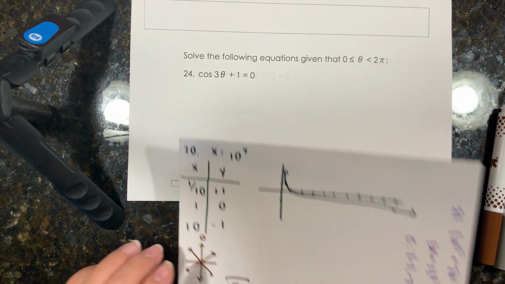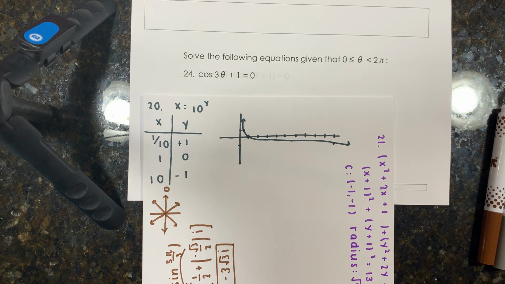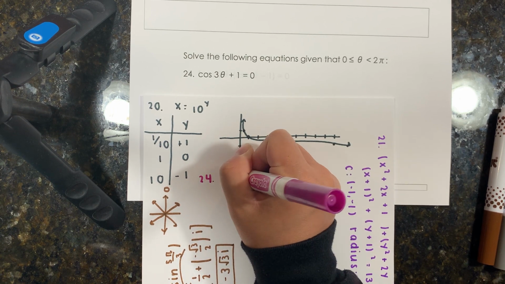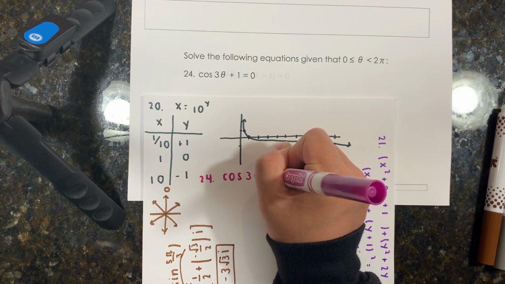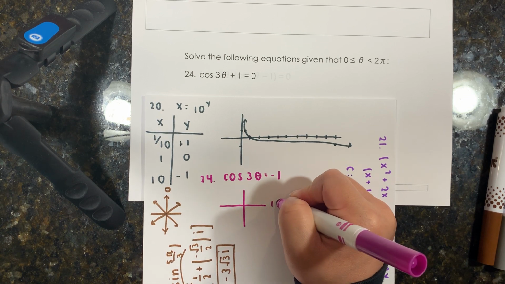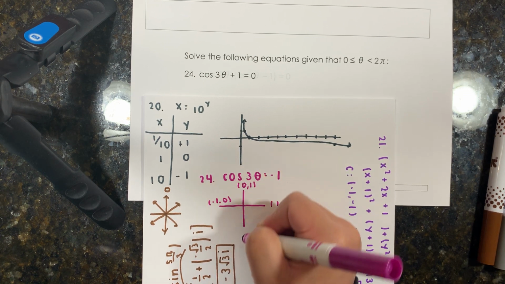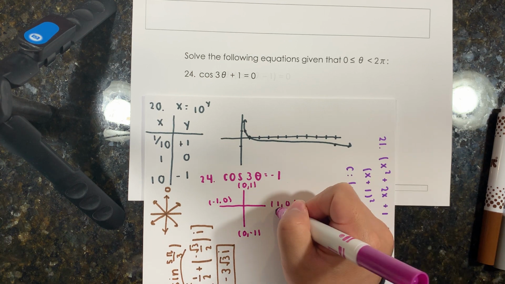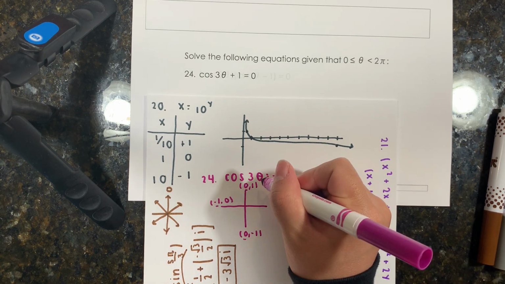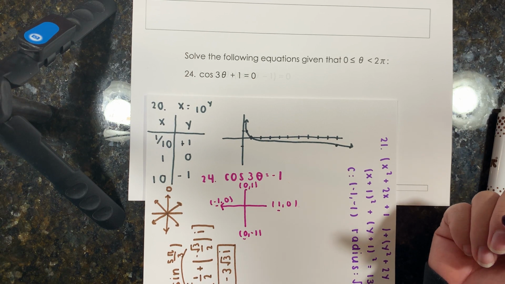Now moving on to number 24, which is going to require us to put this into radians, not into degrees. So I'm going to start by moving the 1 to the other side. So it gives me cosine 3 theta equals negative 1. Now, this is actually going to use a unit circle. So 1, 0, 0, 1, negative 1, 0, 0, negative 1. If I underline all the x coordinates, that tells me that cosine is equal to the x coordinate. And the only place where the x coordinate is equal to negative 1 is at 180 degrees.